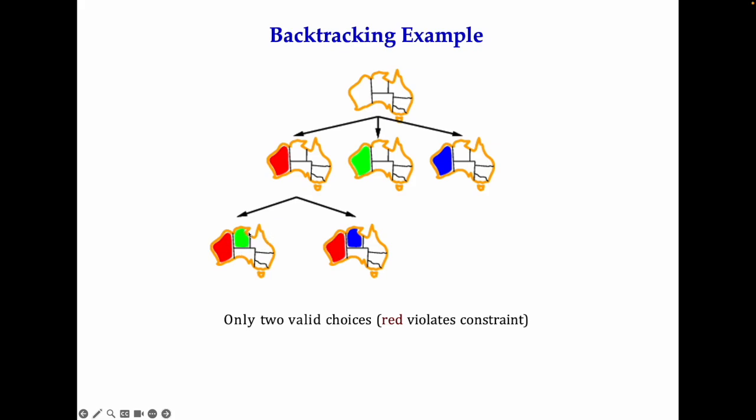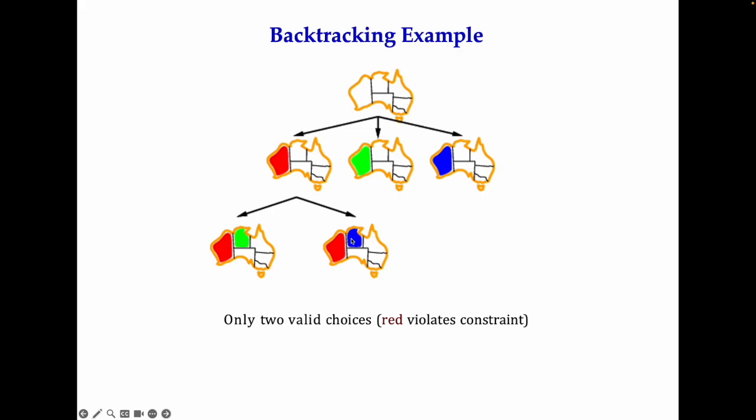and then with the next region, let's say the next region would be Northern Territory, and you want to color it, then you have 2 options, right? Because of the constraint, we cannot color it red anymore because we assigned red to this one. So this time we can either assign green to Northern Territory or we can assign blue to it.